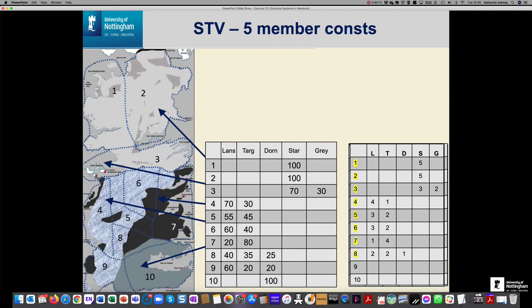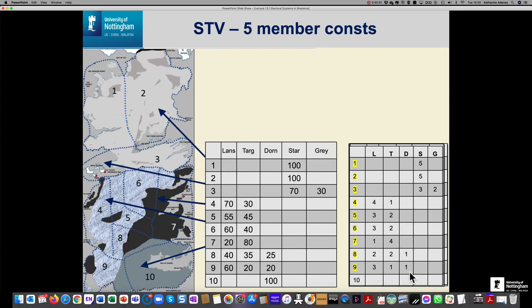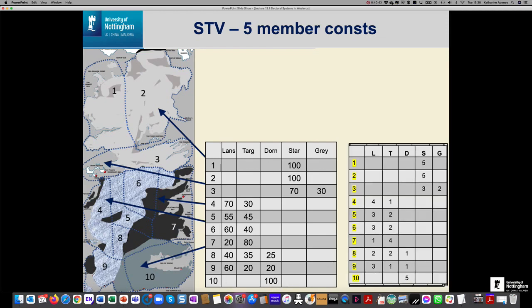So what about constituency number 9? Looking at the demographics of that constituency with 60% Lannisters, 20% Targaryens, 20% Dornish, we would expect the breakdown to be 3 seats to the Lannisters, 1 seat to the Targaryens and 1 seat to the Dornish. And in fact, that's exactly what we see. The Dornish controlling that whole crab claw shaped area, we would expect them to receive all 5 seats from that constituency. And indeed, that's what happens.